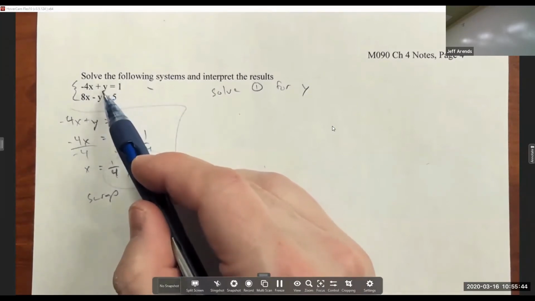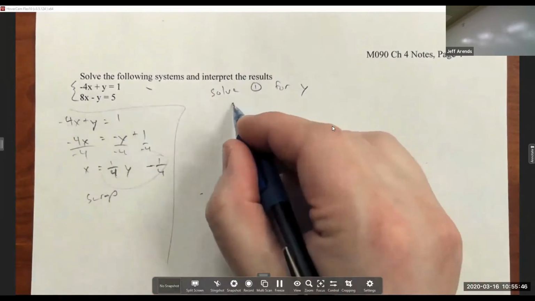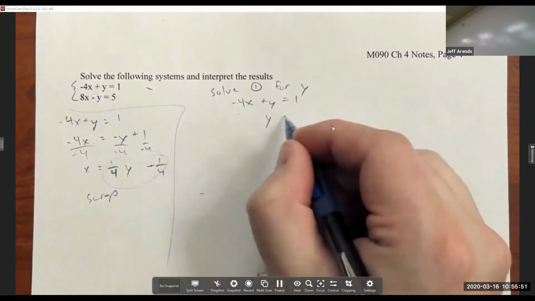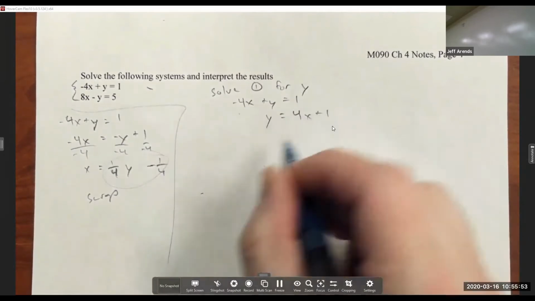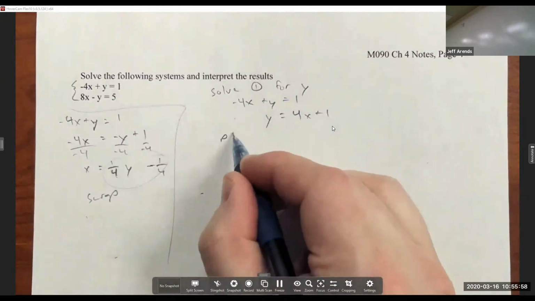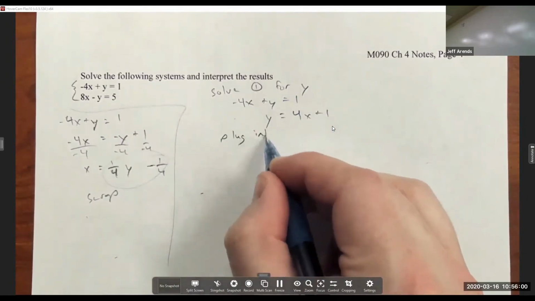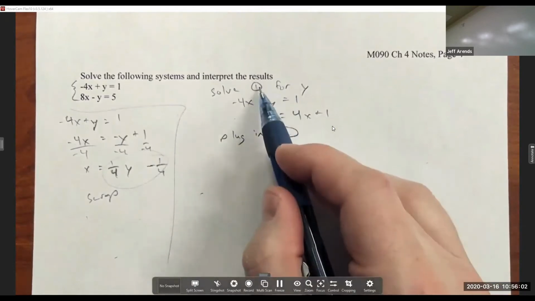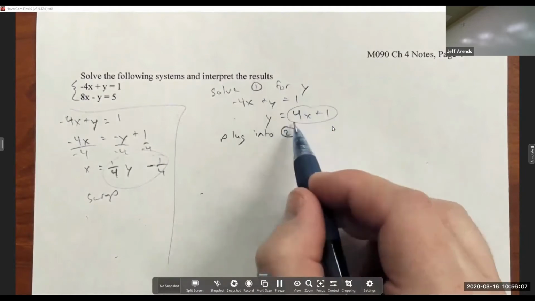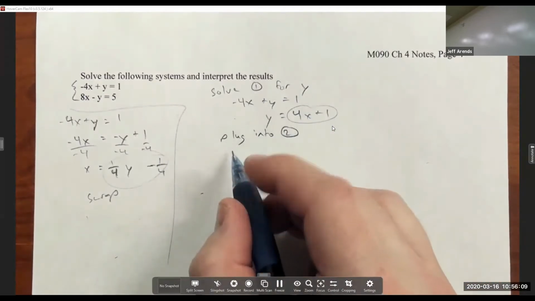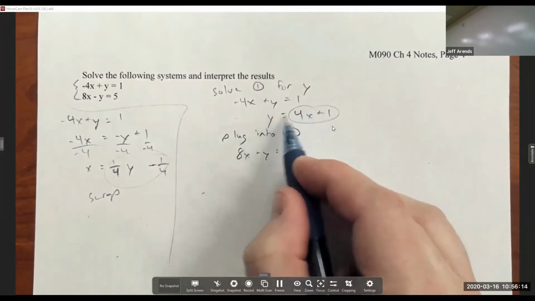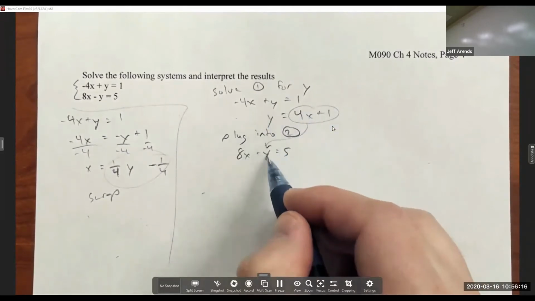So it's only going to take me one step to solve this equation for y. If I have -4x plus y equals 1, when I add 4x to both sides, I get y equals 4x plus 1. It's a single step. And then I can plug that into the second equation. When I'm solving the first equation for y, I plug the other side of that equation into the other equation. So, 8x minus y equals 5. This is saying y is equal to this, so that gets plugged in for y.